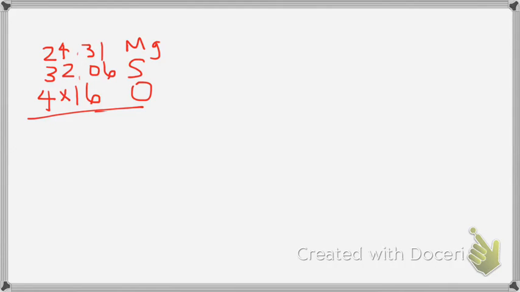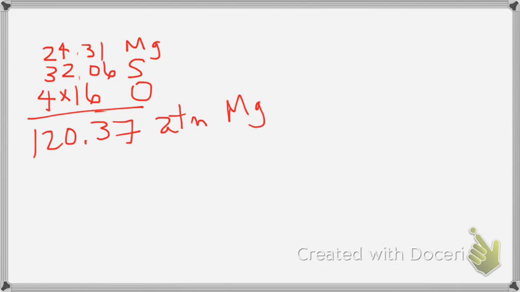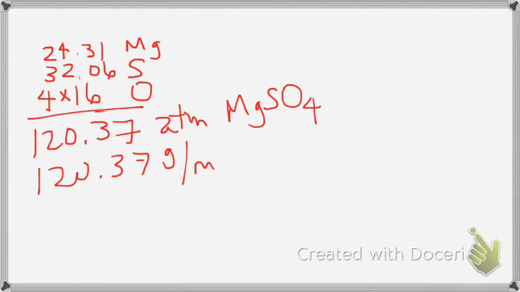Okay, so let's use our calculators here. 24.31 plus 32.06 plus 4 times 16. That gives us 120.37. I'm sorry, that's the formula weight of magnesium sulfate, which is also equal to 120.37 grams per mole of magnesium sulfate.